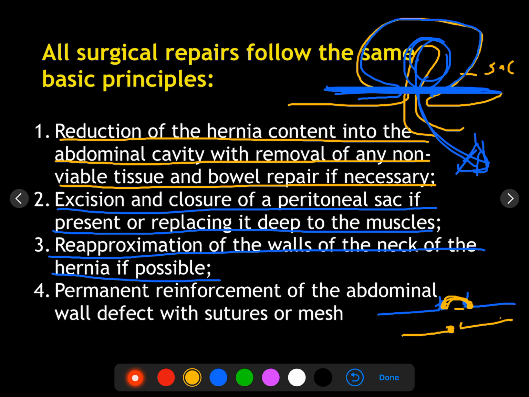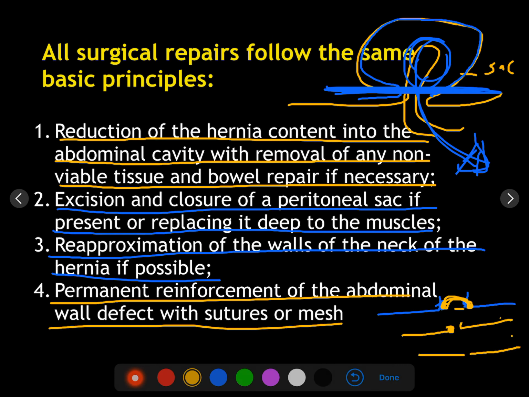Fourth, permanent reinforcement of the abdominal wall defect with suture or mesh.